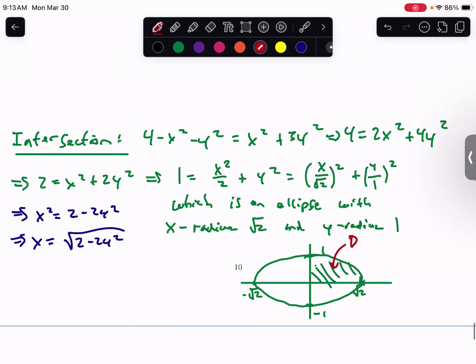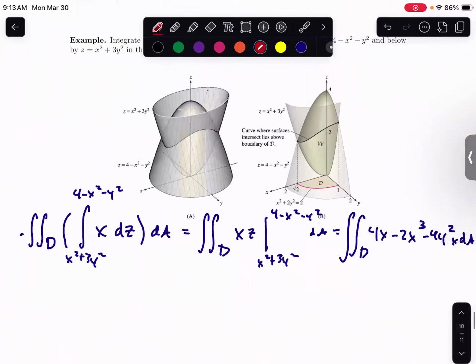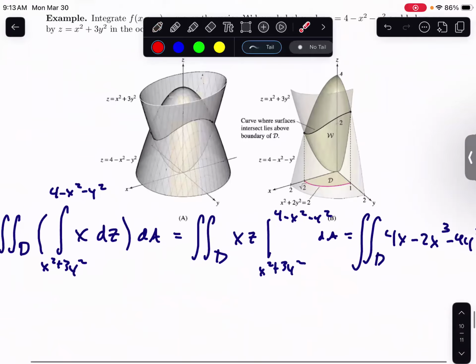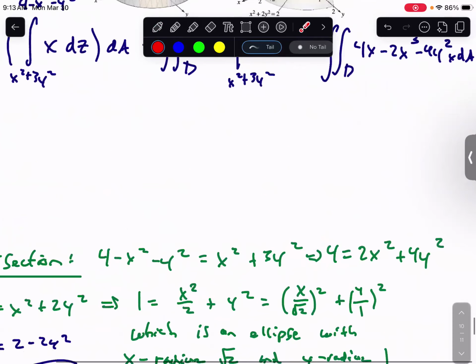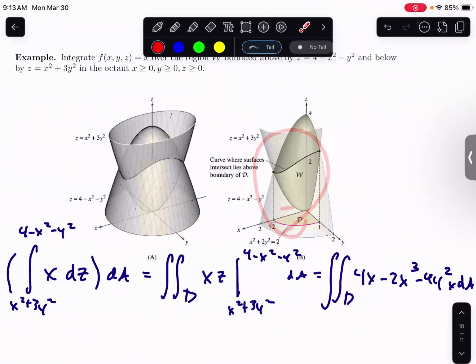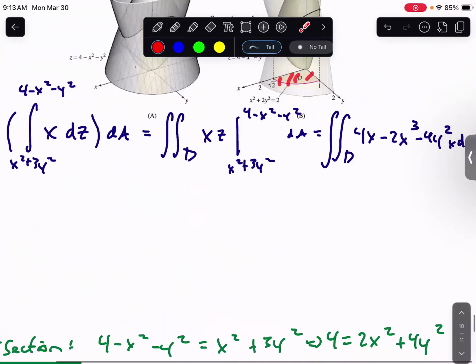Right, so this is the region D. And that's exactly what they have described here. I'll scroll back down. But if you compare this picture with this one, it's the exact same, except in this picture they have more detail, right? But we are able to describe this region right here.